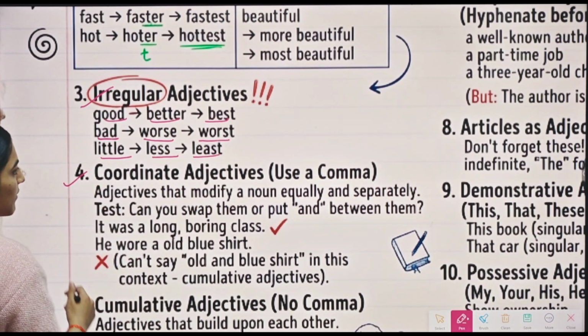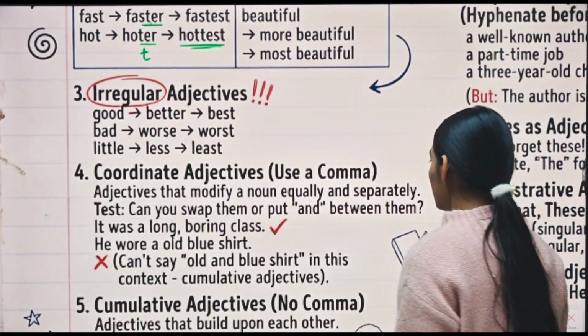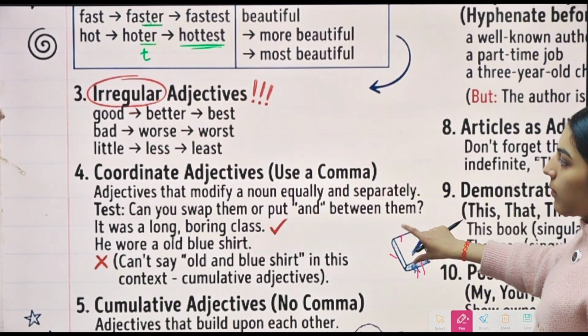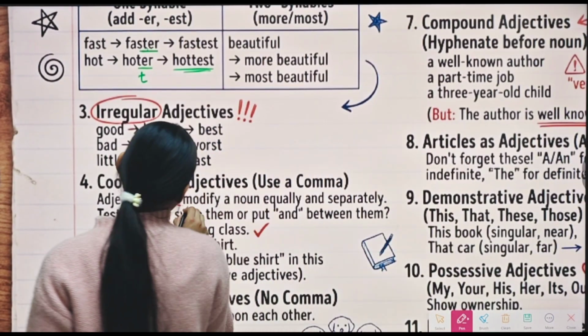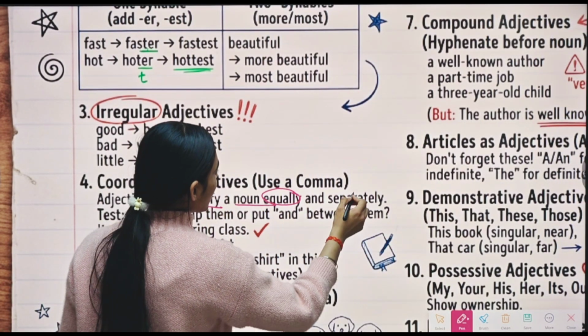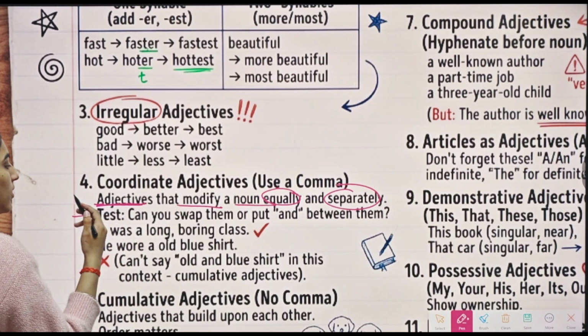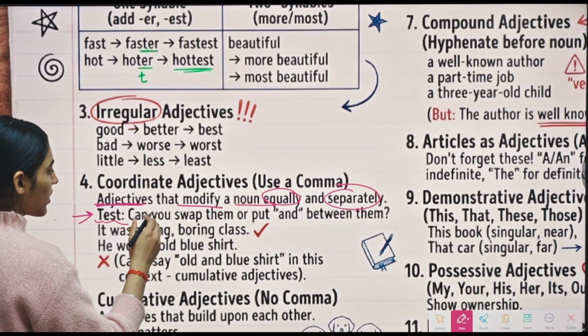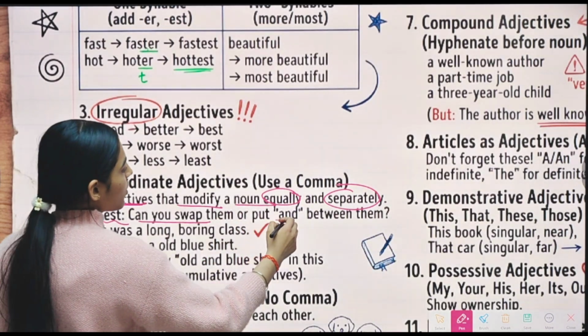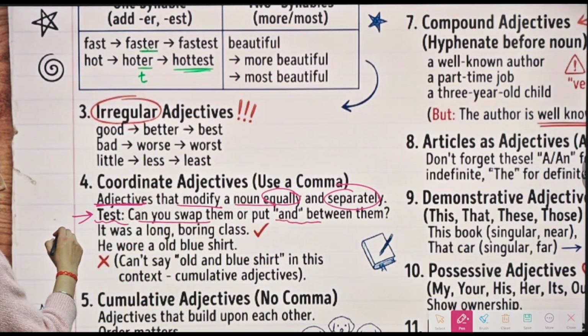Now let's see the fourth one that we have, coordinate adjectives. We use a comma in that. These are adjectives that modify a noun equally and separately. Just do a test. This is a short trick. Can you swap them, or can you put and between them? So let's see the examples that we have.